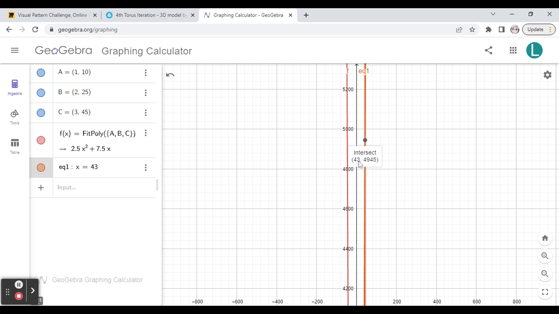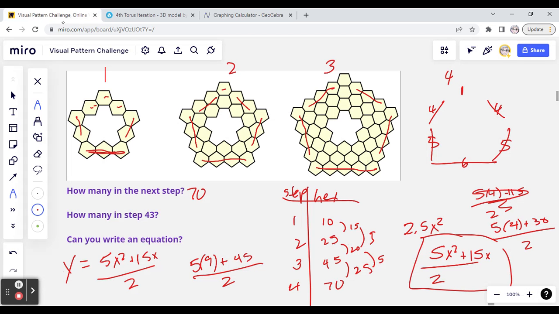So the intersection point is x equals 43 and y equals 4,945. So what that means is that's the number of hexagons at the step x equals 43. So in step 43, 4,945 hexagons.